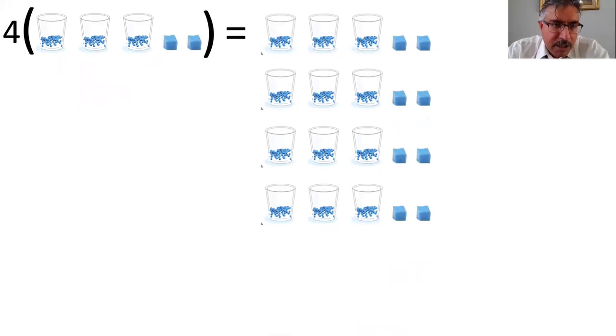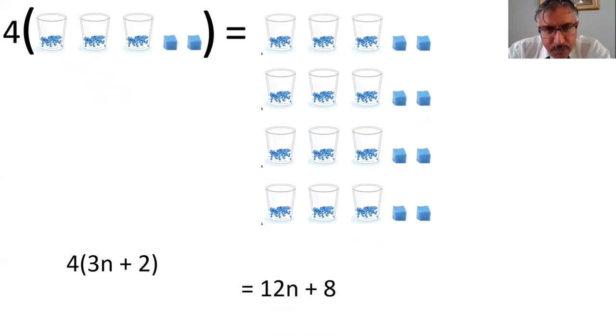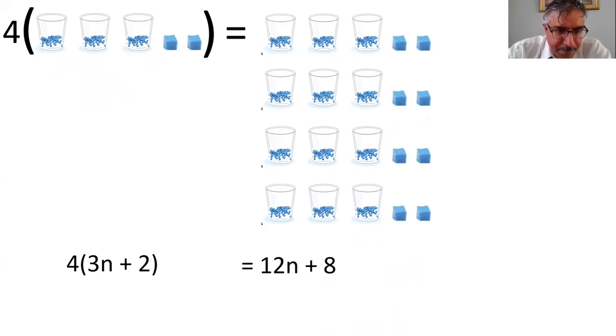So how can we write that down as an expression? Well, the one with the brackets, you're going to have 4 lots of 3n plus 2. Now, that's the same as 12n, because we got 12 glasses of cubes, and 2, 4, 6, 8 loose ones. Right. How do you get from the expression with the brackets to the expression without brackets? Have a second to think about that.